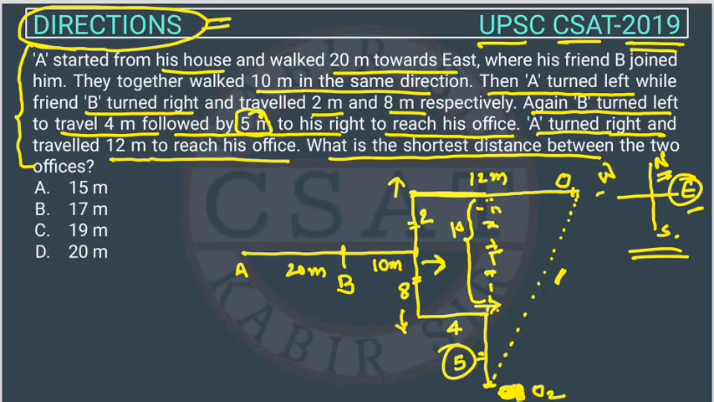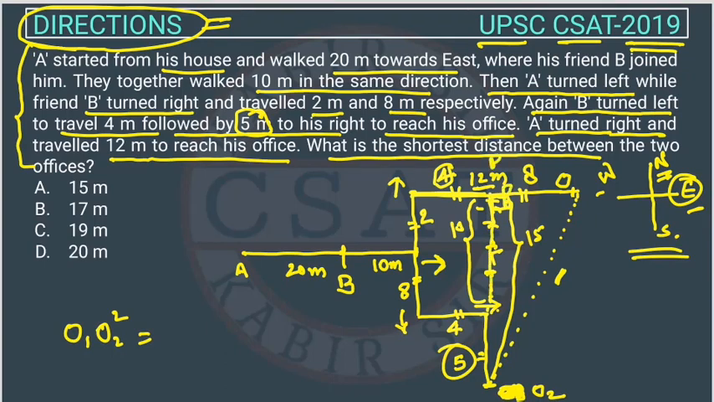So this total distance from here till here is 15. Now this is 4. If total is 12, from 12 if we deduct 4, this will be 8. So this is a right angle triangle, right? So we can use the Pythagoras theorem. So according to the Pythagoras theorem, O1O2 square will be equal to, suppose this point, this is point P, right? So this is P point.